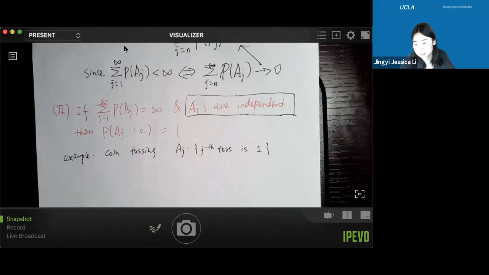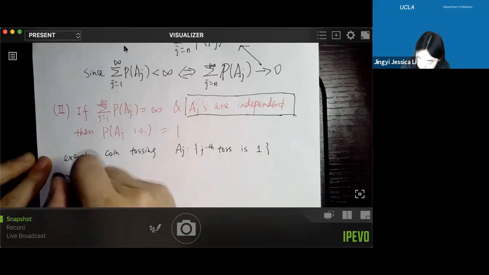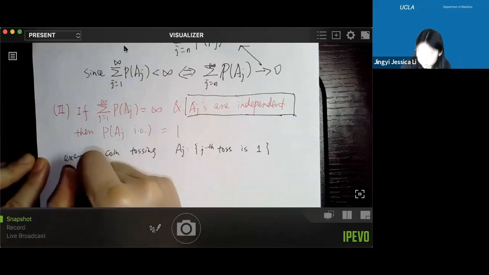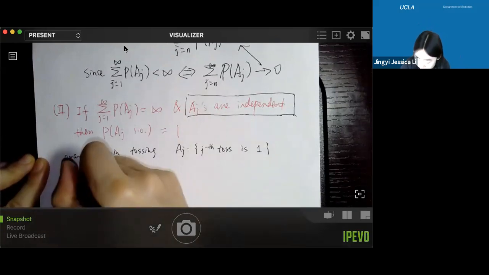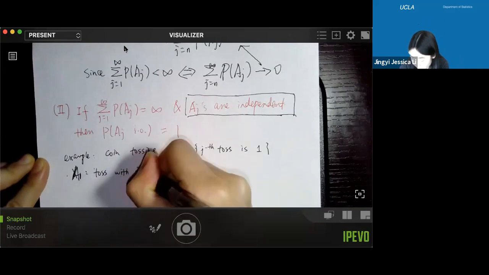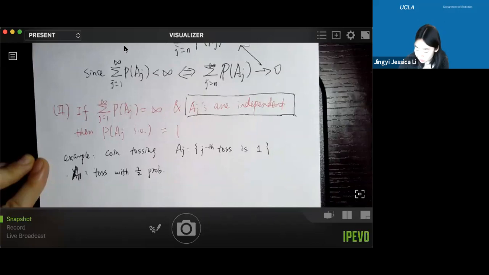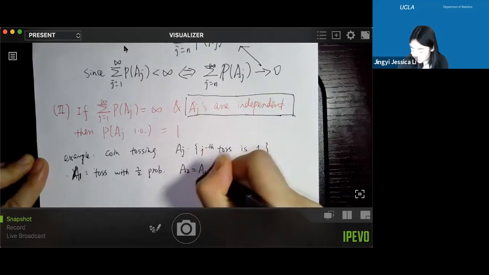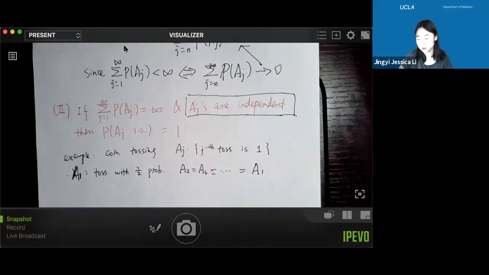If we think about the violation of independence, the easy way is to use total dependence, which means that I basically just toss my coin once, and the subsequent tosses are just copies of my current toss. So if A_1 is a coin toss with 1/2 probability, and A_2, A_3, and so on all equal A_1, then if I get a head, I will always get a head. If I get a tail, I will always get a tail.